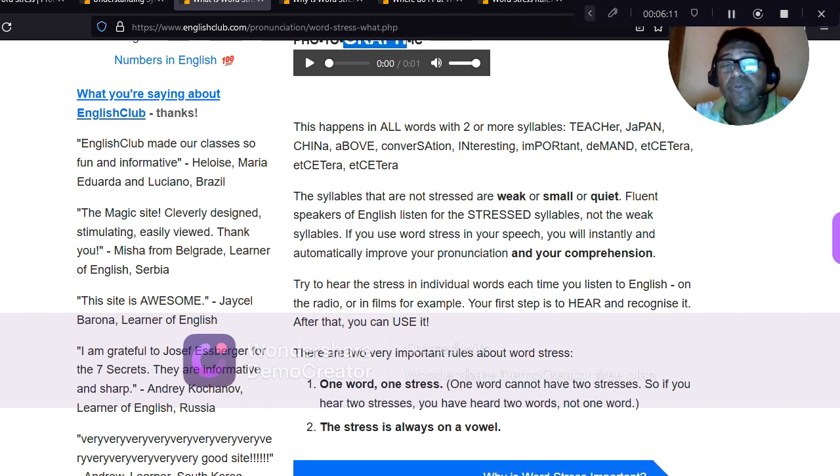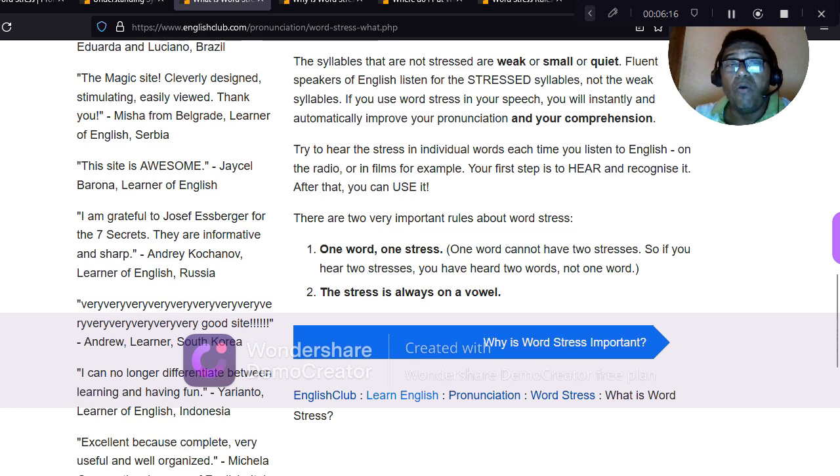There are two very important rules about word stress. One word, one stress. One word cannot have two stresses. So if you hear two stresses, you have heard two words, not one word. The stress is always on a vowel. That's very important. The stress is always on a vowel.